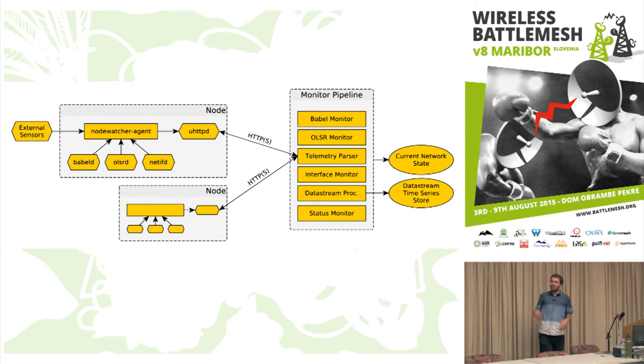What is interesting, we also tried and played a lot with adding external sensors to the nodes. Once you have this platform for monitoring the network, you can also add external sensors like air pressure, temperature, and noise, and other stuff. And the same pipeline can then collect this data and store it in the same monitoring system.